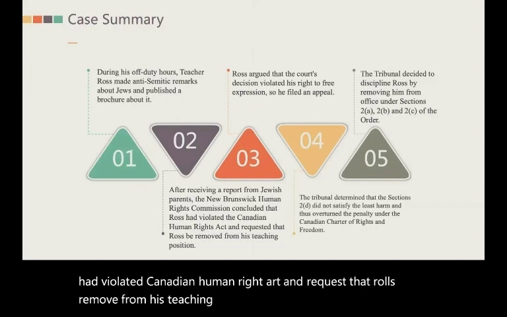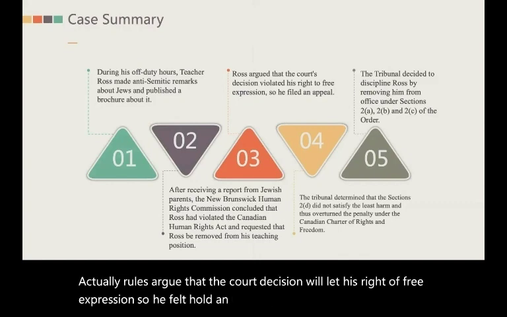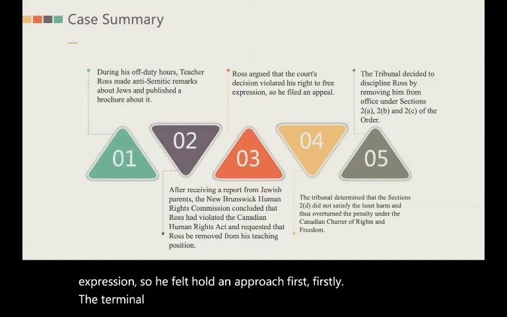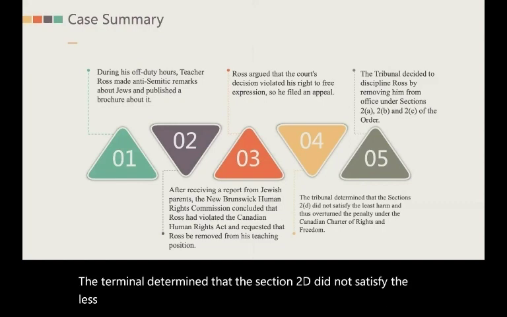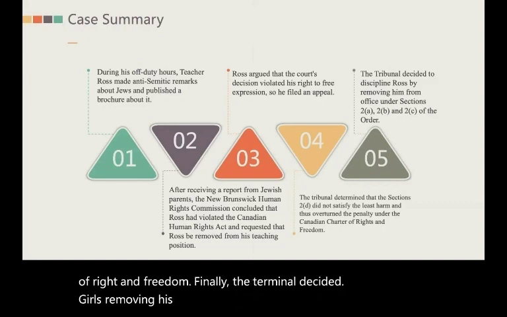Thirdly, Ross argued that the decision violated his right of free expression, so he filed an appeal. Firstly, the tribunal determined that Section 2D did not satisfy the least harm test and overturned the penalty under the Canadian Charter of Rights and Freedoms. Finally, the tribunal upheld removing Ross from his position under Sections 2A, 2B, and 2C of the order.